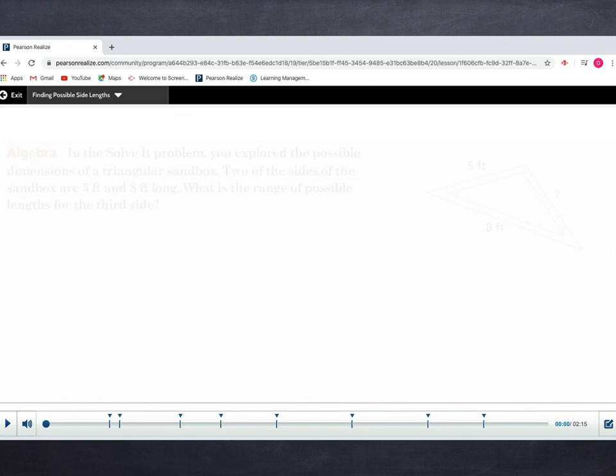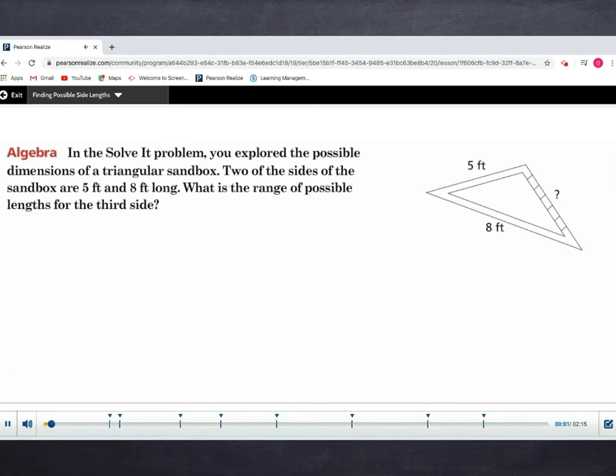Okay, so let us have Problem 5. In this problem, you will find possible side lengths of a triangle. In the Solve It problem, you explored the possible dimensions of a triangular sandbox. 2 of the sides of the sandbox at the right are 5 feet and 8 feet long. What is the range of possible lengths for the third side?